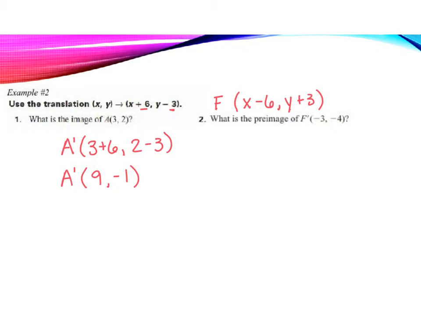Okay, so for this one down here, our f is going to be negative 3 minus 6, negative 4 plus 3. So do the math on that one, and we get negative 9, negative 1, and we're done.